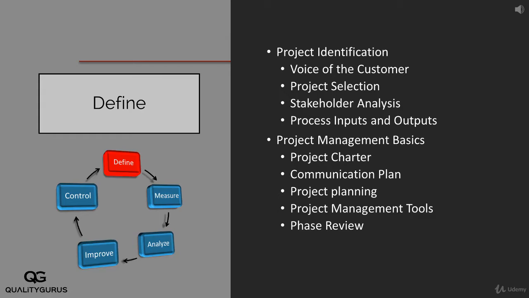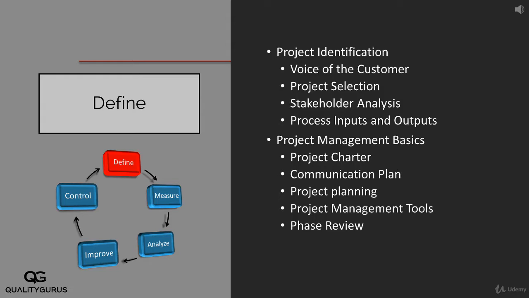In project identification, we need to look at the voice of the customer, what the customer wants, because earlier also we have said that any Six Sigma project is tied to what the customer needs, what the customer wants. So we need to listen to the voice of the customer. That's the first thing we need to do when we are defining a project.